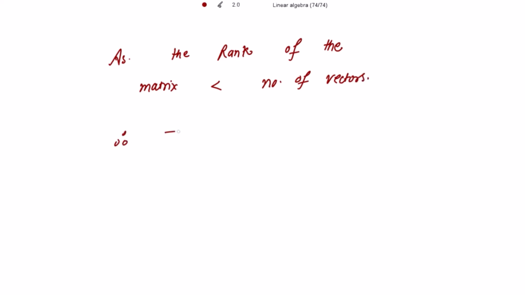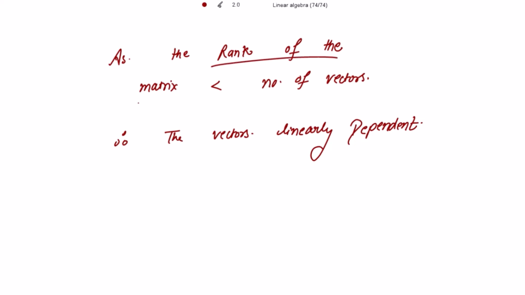Let's write this: the rank of the matrix is strictly less than the number of vectors. Therefore, the vectors are linearly dependent. If the rank becomes equal to the number of vectors, then the vectors are linearly independent. So because the rank of the matrix is strictly less than the number of vectors, the vectors are linearly dependent. This is what the rank method is.